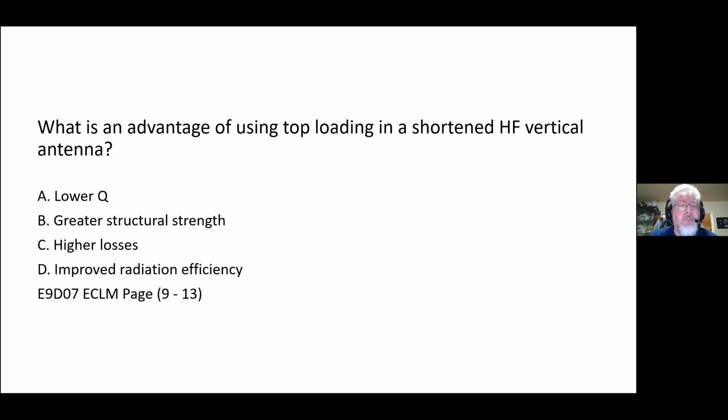What is an advantage of using top loading in a shortened HF vertical antenna? A, a lower Q. B, greater structural strength. C, higher losses. Or D, improved radiation efficiency. Delta. Correct answer is delta, improved radiation efficiency.